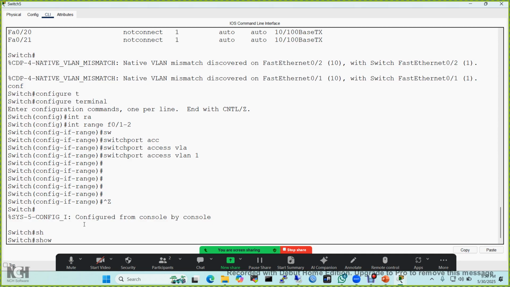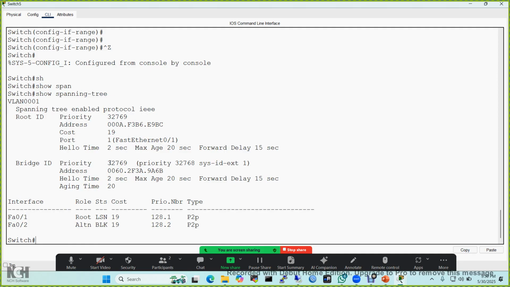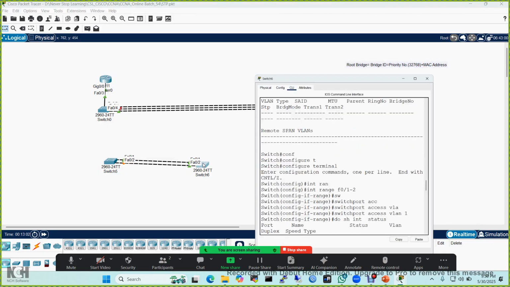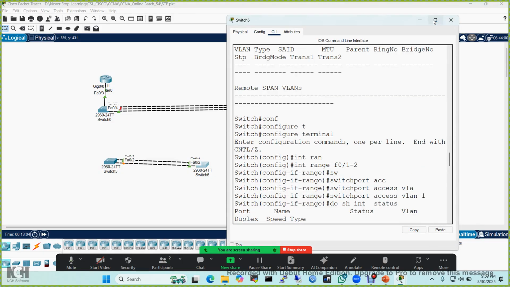Okay. Show spanning tree. Yes, this is the priority number. Both are the same: 32768 plus the VLAN number, that means 32769. Both switches have the same priority number, isn't it? Yeah. Now we'll check the MAC address. What is the MAC address of this switch and what is the MAC address of that switch?